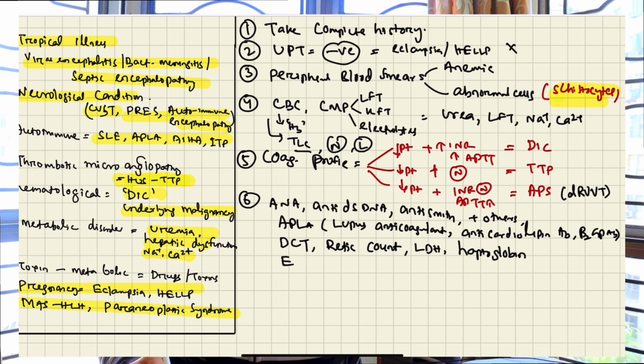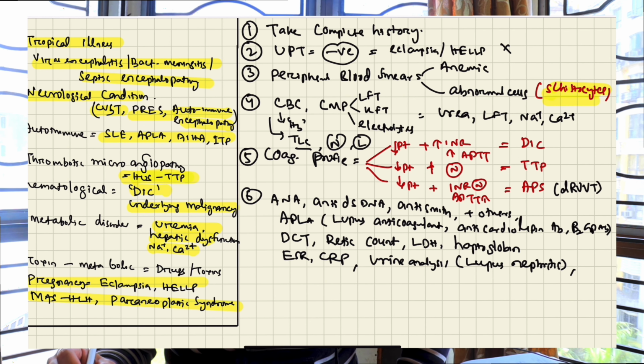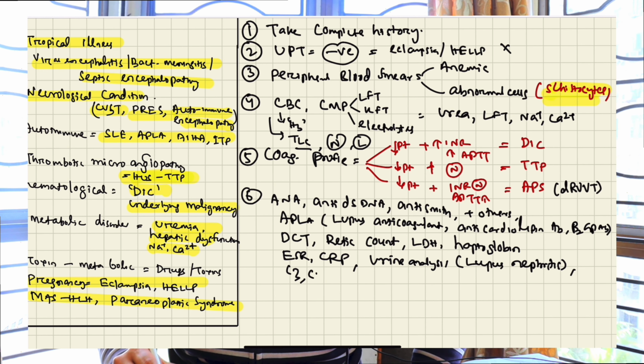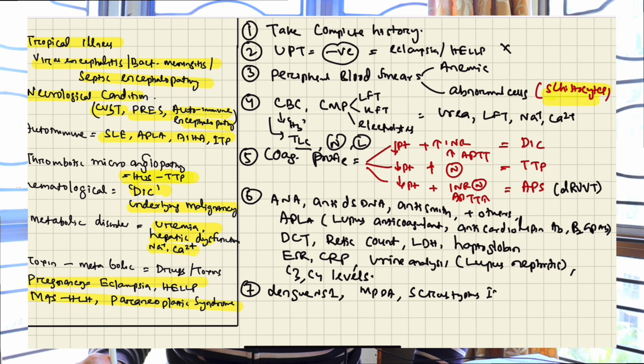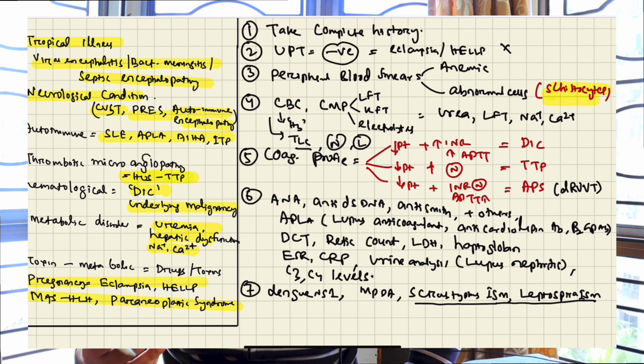We need to send ESR, CRP. You have to do a urine analysis, that is to look for lupus nephritis. To know the severity of the disease, we need to check for C3 and C4 levels. And the tropical workup: dengue NS1 immediately, MPDA immediately. We have scrub typhus IgM, we have leptospira IgM. These do not come positive in the first week. All these tests have to be sent after the initial tests come negative, after a few days of illness, right?